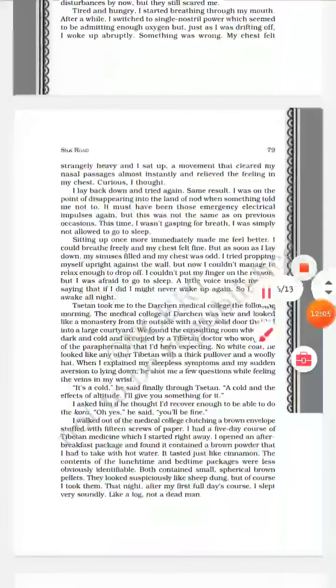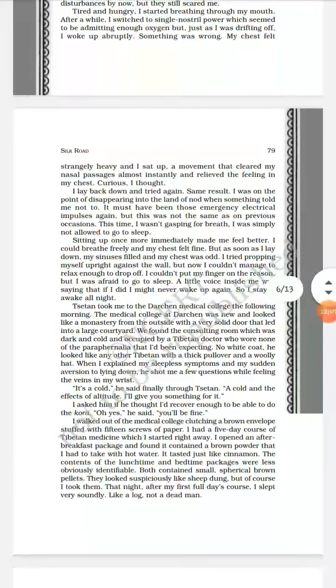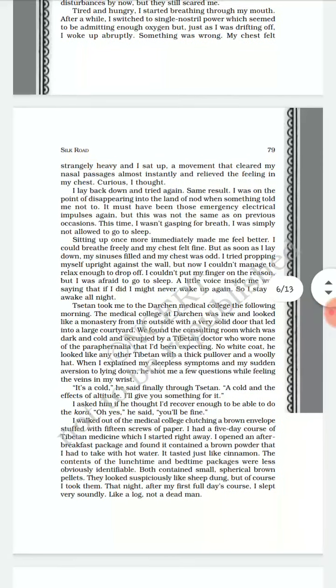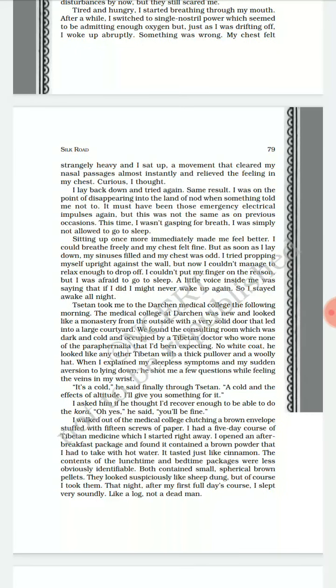Now I am moving on to the next paragraph. Tired and hungry, I started breathing through my mouth. After a while, I switched to single nostril power, which seemed to be admitting enough oxygen. It is like an inhaler that he used so that he could get oxygen inside his body, because he was having a sort of oxygen deficiency at that time.